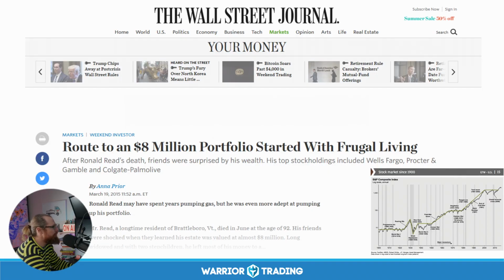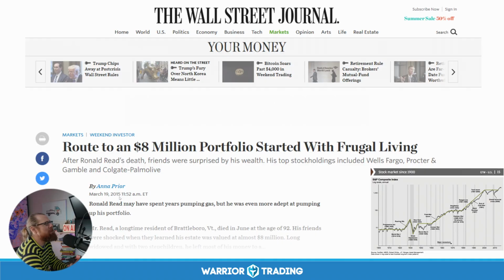The news first came out in 2015. Ronald Reed spent years pumping gas, but he was even more adept at pumping up his portfolio, according to Anna Pryor at the Wall Street Journal. So Mr. Reed lived in Brattleboro, Vermont, where I grew up. He lived on the same street. At the end of the street, he had his house.